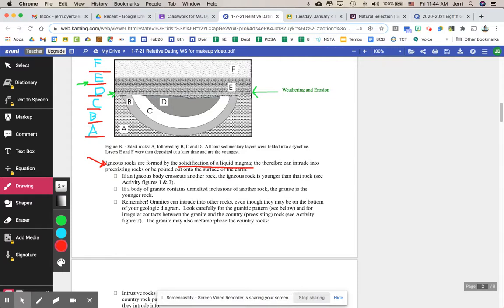Okay, and it does point out here in your reading that this can be from pre-existing rocks, or it can be poured out onto the surface of the earth. All right, so you can take a look through there.